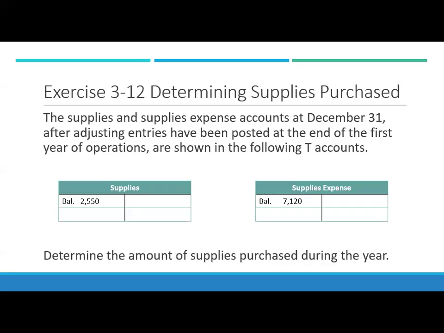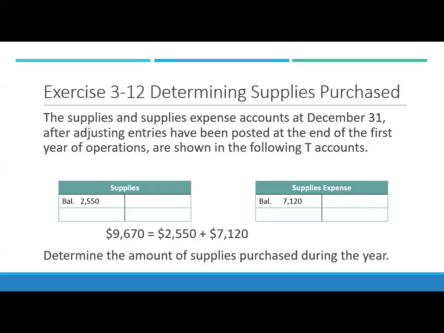When we do our journal entry to accrue for the supplies expense, that's a debit to supplies expense, credit to supplies. So we know we had 7,120 in credits to the supplies account. And so the amount of supplies purchased is the 7,120 plus the ending balance, subtract any beginning balance, which in this case was zero, and we get 9,670 in supplies purchased throughout the period.